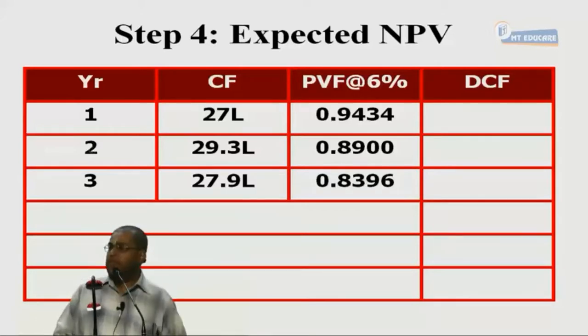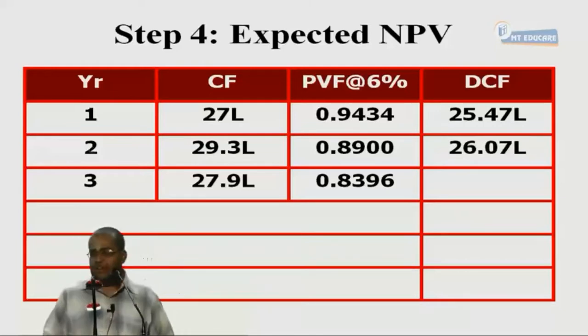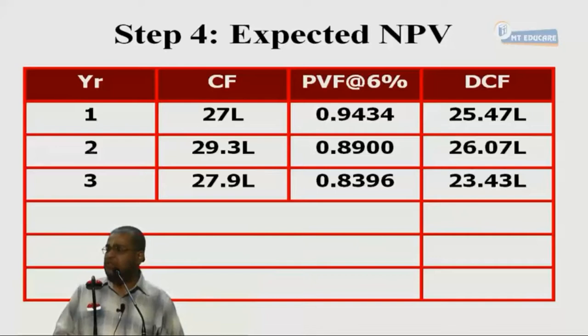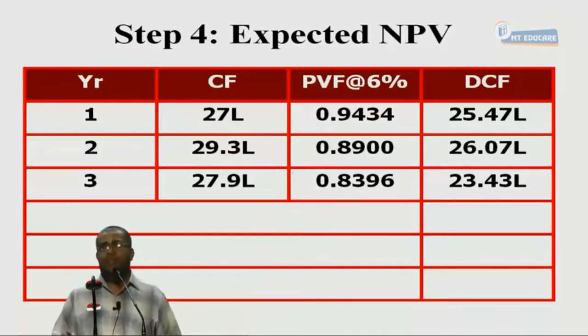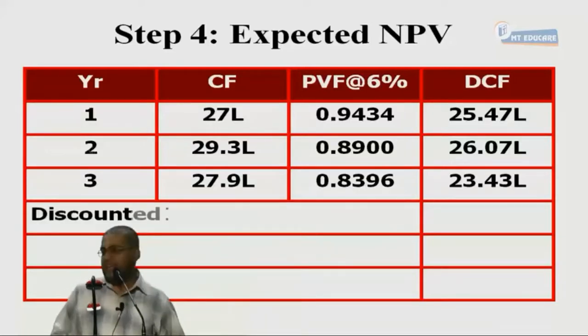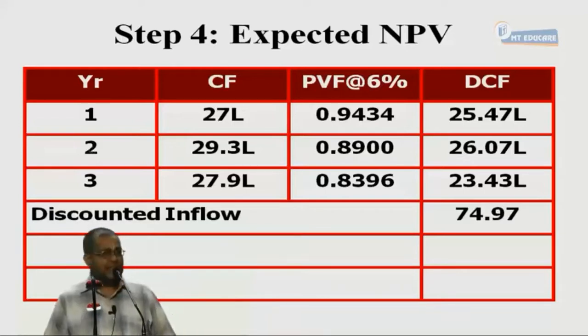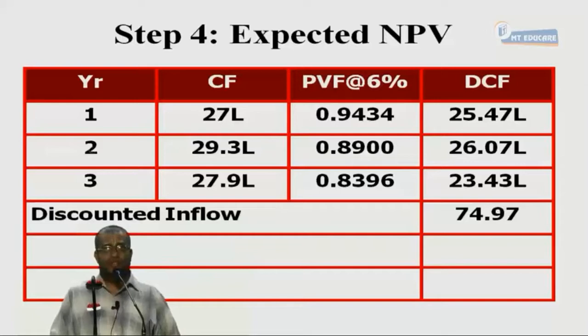Discounted cash flow: 27 lakhs into 0.9434 gives you 25.47 lakhs. 29.3 lakhs into 0.8900 gives you 26.07 lakhs. 27.9 into 0.8396 gives you 23.43 lakhs. If I total, tell me what is the expected discounted cash flow? Is everyone writing along with me? Is the speed okay or not? The discounted cash flow is 74.97 lakhs.